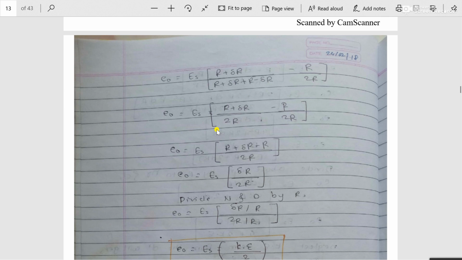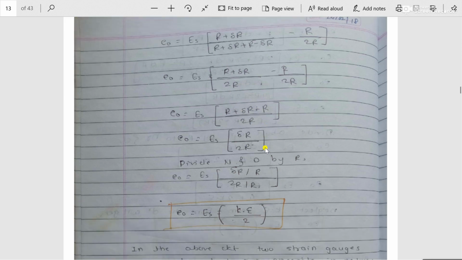Now if you go through this particular denominator values, already the denominators are the same in both the equations, so it is not required to make the denominator same. So I have to write 2R as it is, but at the numerator side we have to take the subtraction, that is R plus delta R as it is, minus this R as it is. So once again this plus R, this minus R, it will get cancelled. So finally the equation becomes E0 is equal to Es in bracket delta R upon 2R.